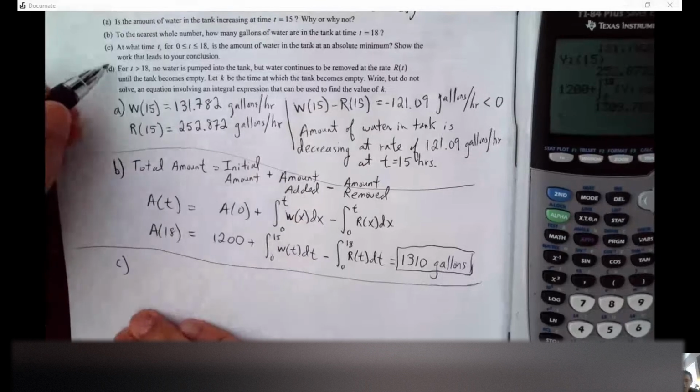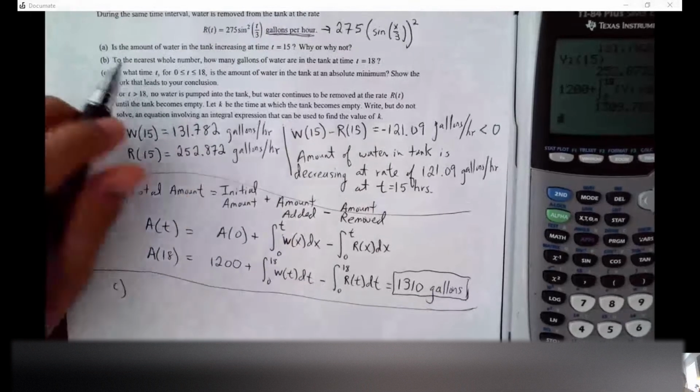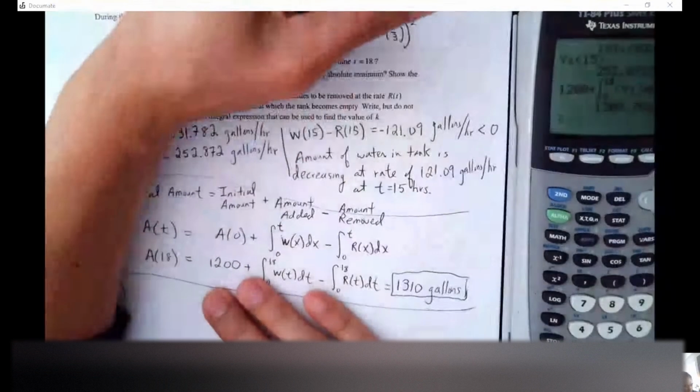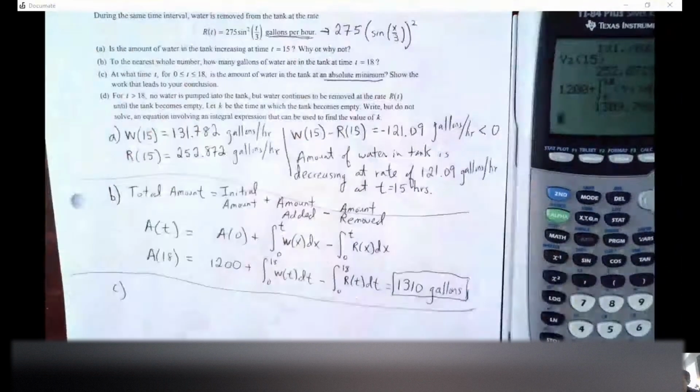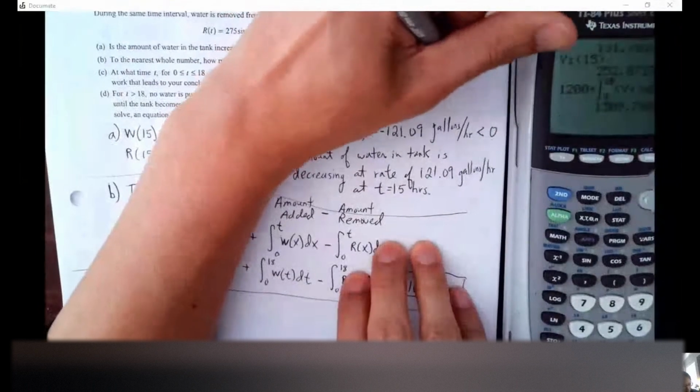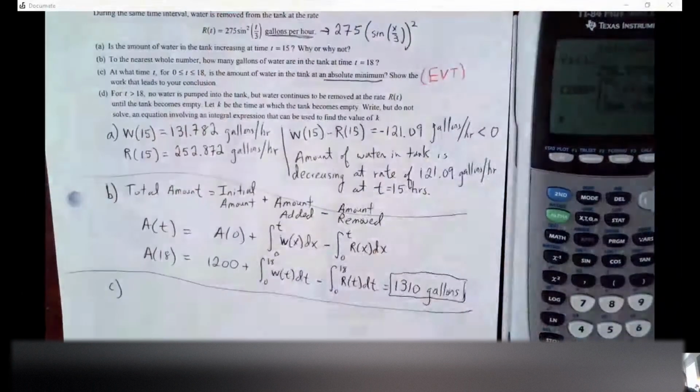All right, part C says, at what time t between 0 and 18 is the amount of water in the tank at an absolute minimum? So anytime we see absolute max, absolute min, we know that this is the extreme value theorem. We're going to have to test endpoints and critical points.